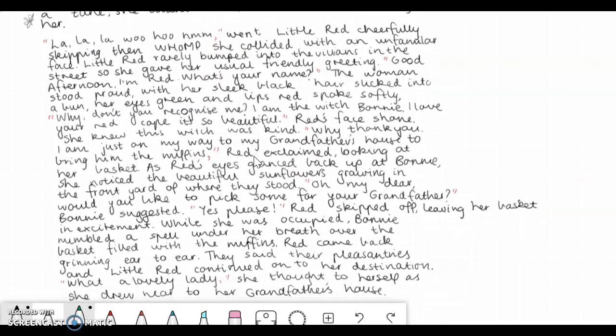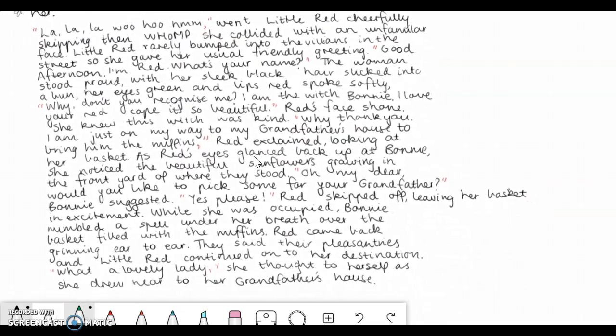It goes on. La la la, went Little Red cheerfully skipping, then whomp, she collided with an unfamiliar face. Little Red rarely bumped into the villains in the street, so she gave her usual friendly greeting. Good afternoon, I'm Red. What's your name? The woman stood proud with her sleek black hair slicked into a bun, her eyes green and lips red, and spoke softly. Why don't you recognize me?